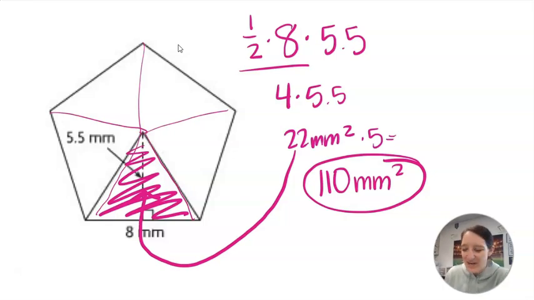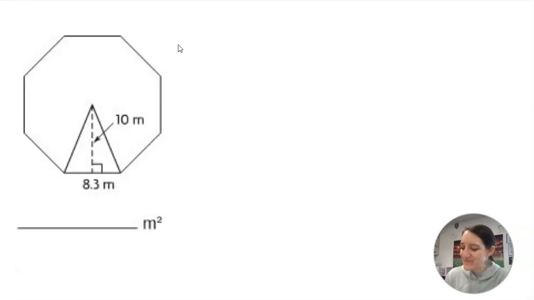Okay, you ready to try one on your own? What shape is this? 1, 2, 3, 4, 5, 6, 7, 8. Oh, we got another octagon. Okay, so if I were you, I would pause this, try it on your own, see if you can do it. Just find the area of the triangle, and then the extra step that I'm adding to this is you're just going to times it by 8 because there's 8 sides, right?